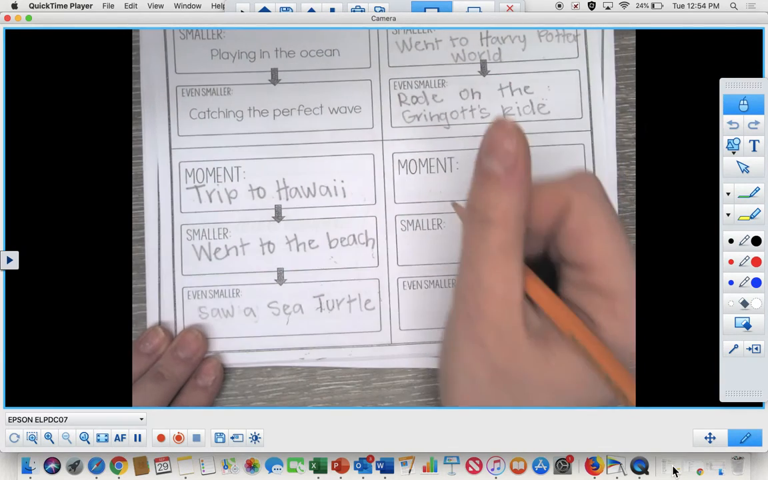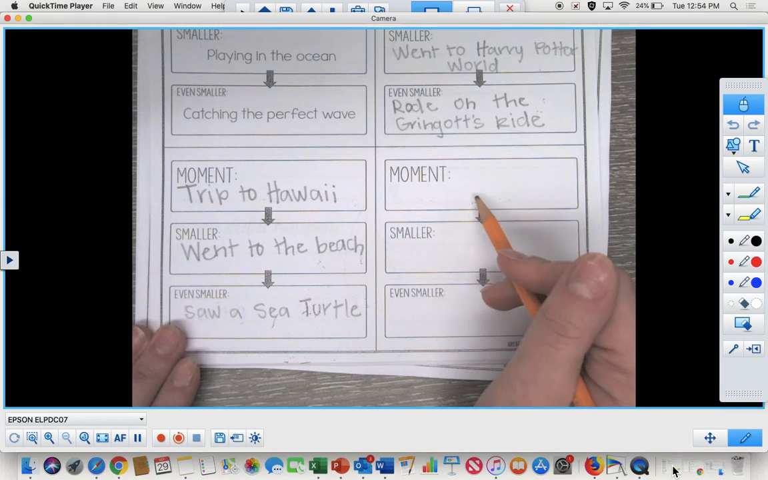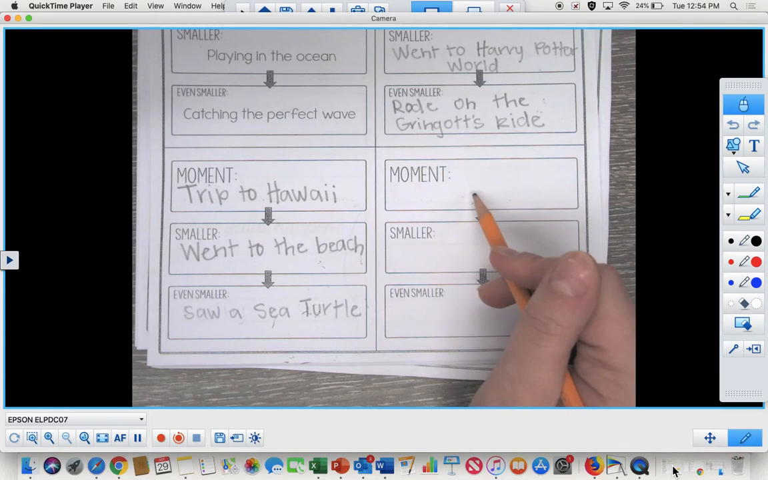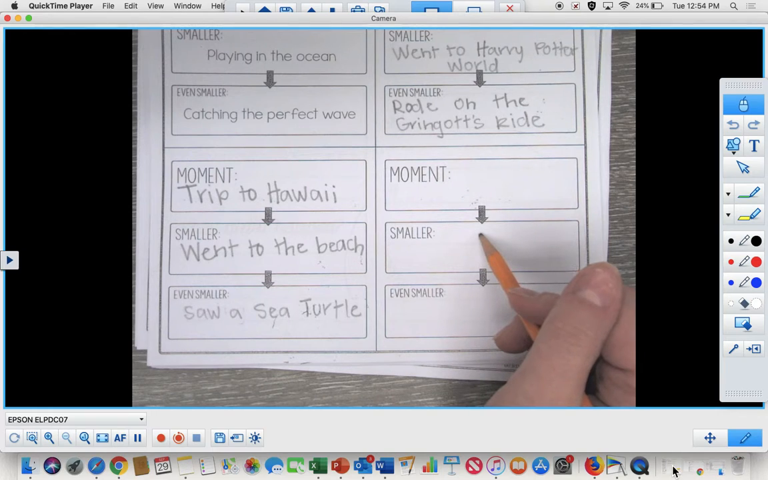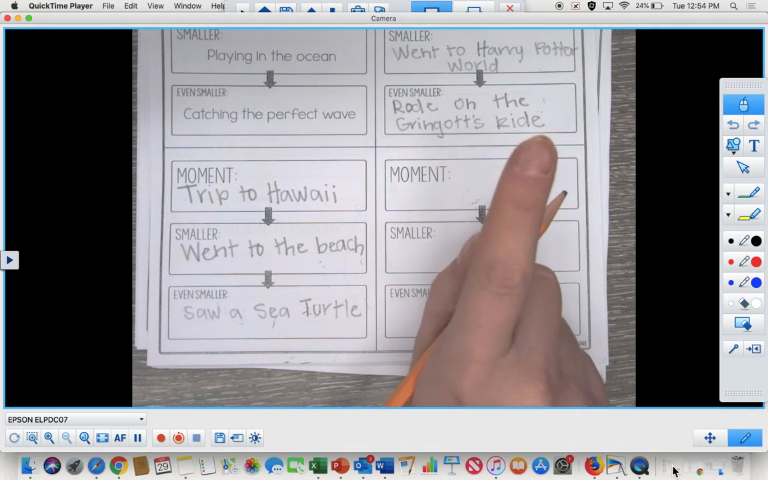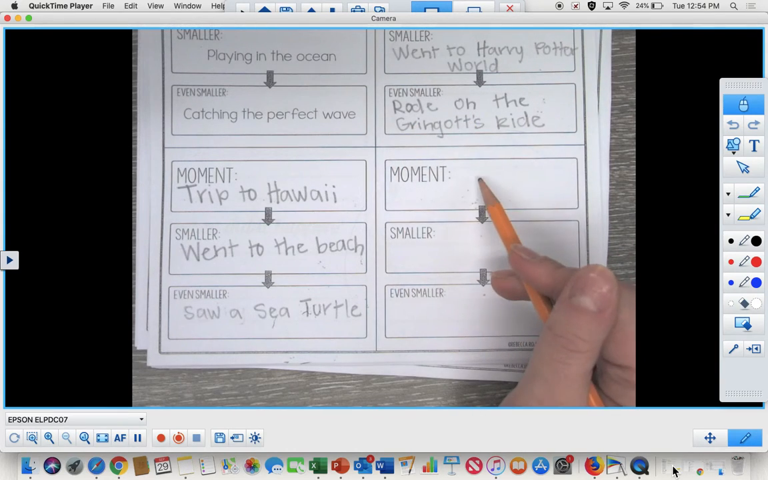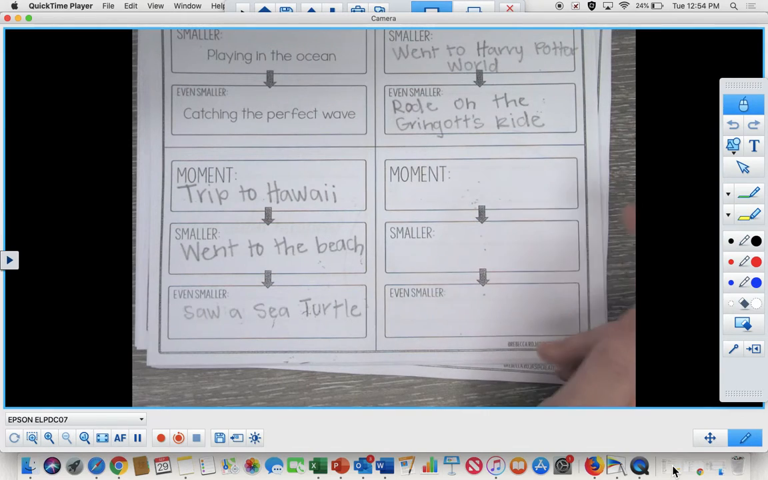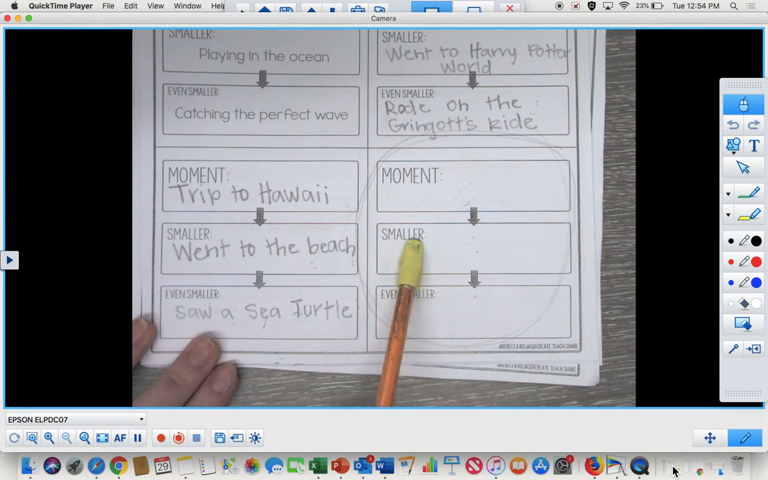Now your job is to take the moment that you are going to write about, which you told me in your Google form from yesterday. You told me what moment you were going to bring up. You're going to share your moment, describe how you're going to make the moment smaller, and then make it even smaller. We are only talking about one specific moment from your trip, not your entire trip. Go ahead and make your own, and again, circle it when you're done, so that you know this is what you're going to write about.